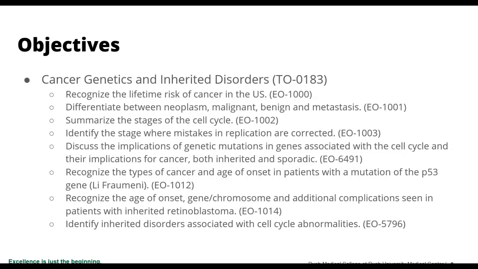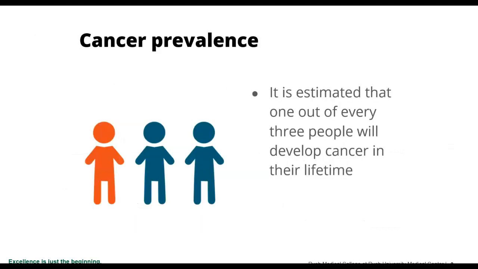Recognize the type of cancers and age of onset in patients with mutations of the p53 gene, and this is germline, known as Li-Fraumeni syndrome. Recognize the age of onset of gene and chromosomal additional complications seen in patients with retinoblastoma, and identify inherited disorders associated with the cell cycle abnormalities.